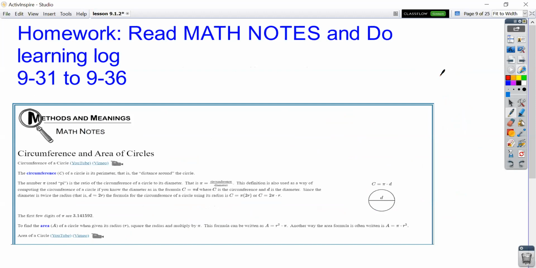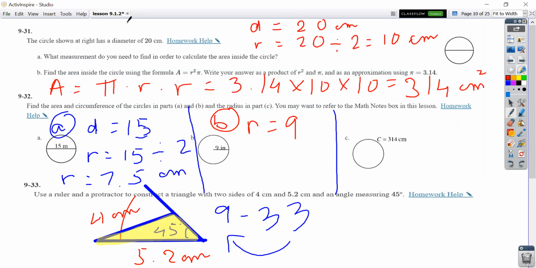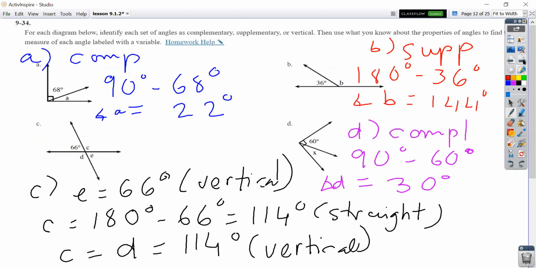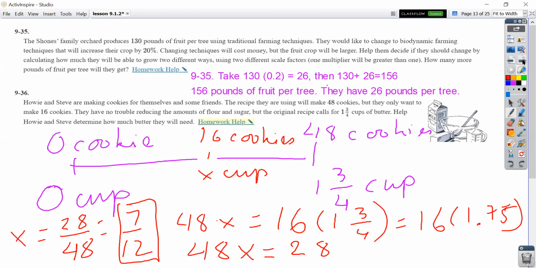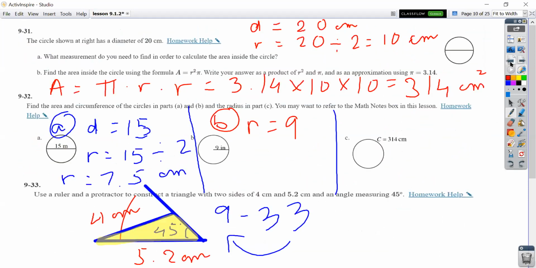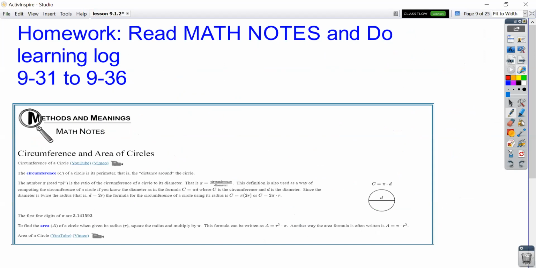Homework: read math notes and do the learning log, and do problems 931 to 936. So if you have 931, 32, 33, I don't have enough page to write down. So this is the answer. And 934, 35, 36. If you do it and show me how you get the answer, great, you will get full credit.